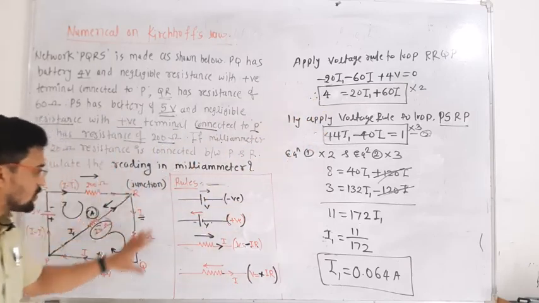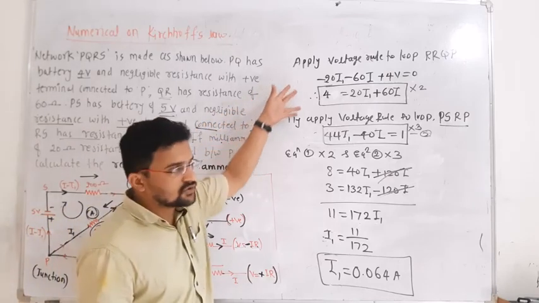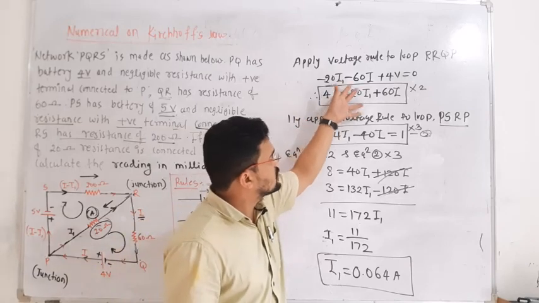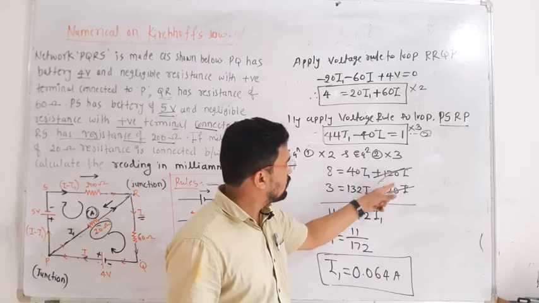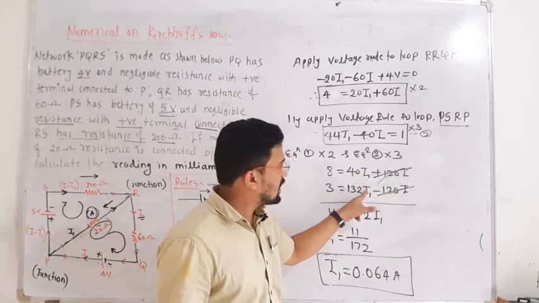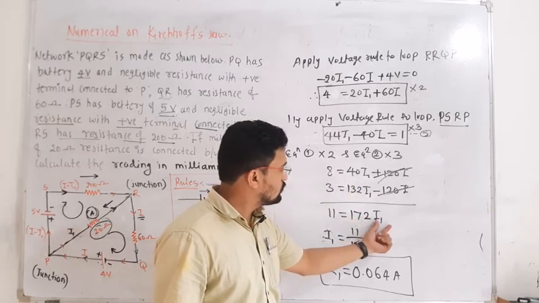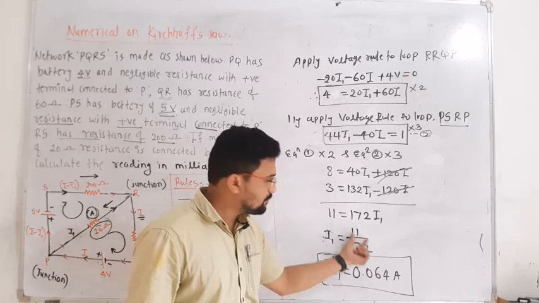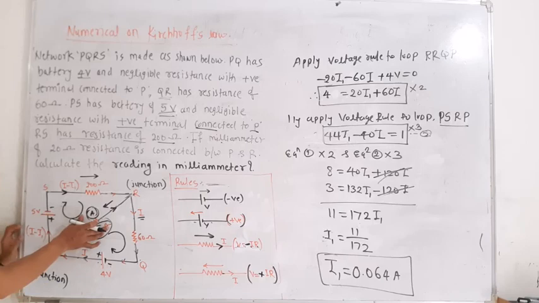So this is the equation. Just find the two loops. For the two loops you have to apply Kirchhoff's voltage law and get the two equations. To cancel out, one equation has to be multiplied with 2, another equation with 3, and only then this 120 will cancel, leaving only I1. If you add this, you will get 172 I1 and 11. So I1 is equal to 11 divided by 172. Just divide this, you will get this answer. So this much current will flow through this ammeter, or the ammeter will read this value.